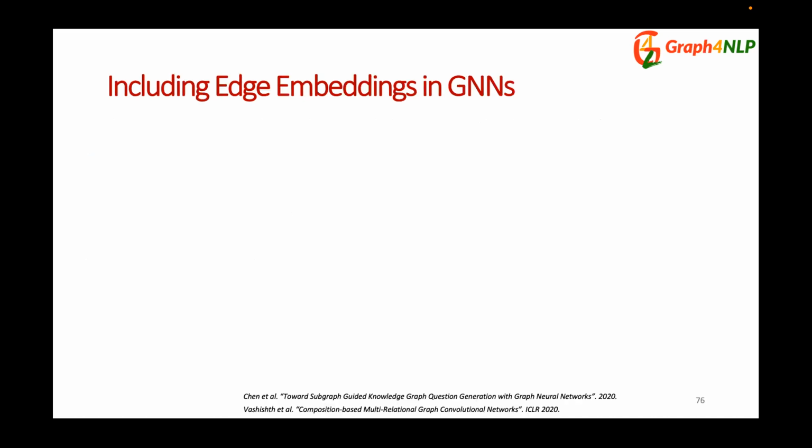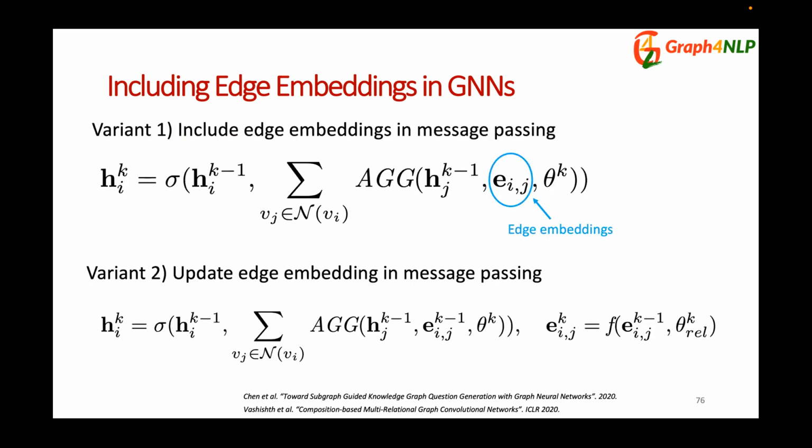So the second type of multi-relational GNN will explicitly include edge embeddings in the message passing process. In these two variants, here e_ij is the edge embedding. They participate in the node aggregation process as we are seeing here. And compared to variant 1, variant 2, in addition, updates the edge embeddings besides the node embeddings. So that's the unique feature of this variant 2 strategy.